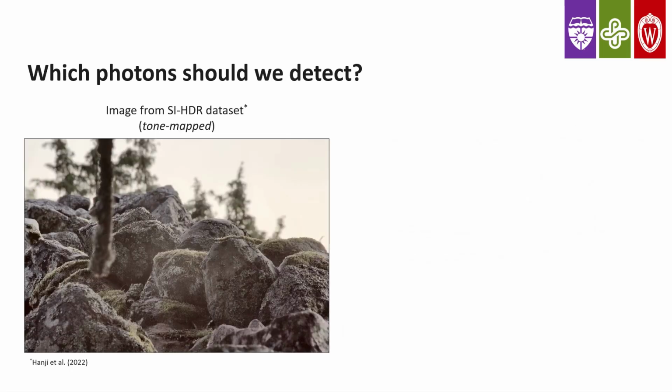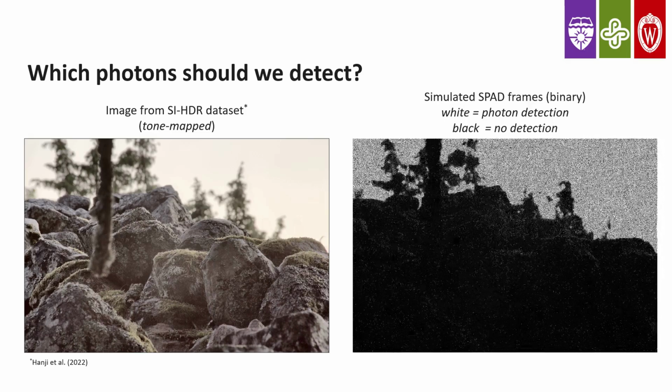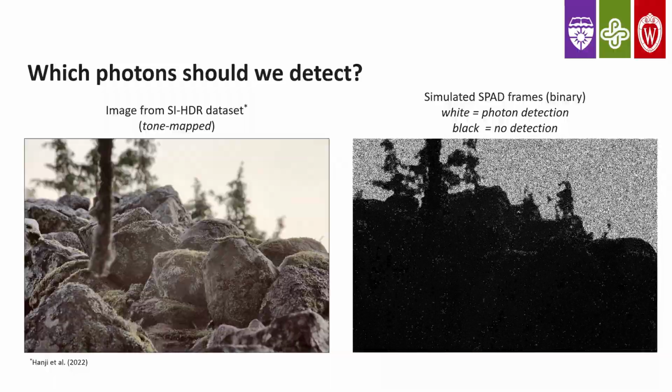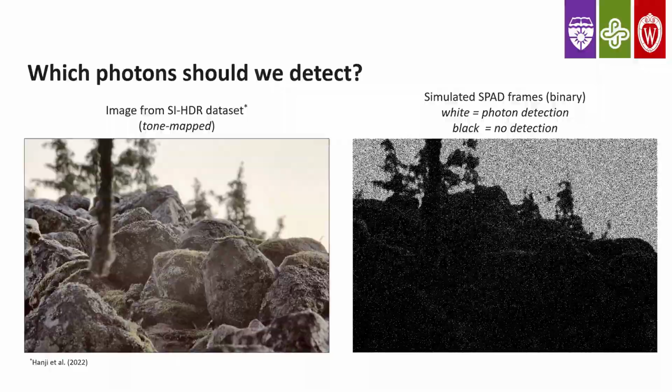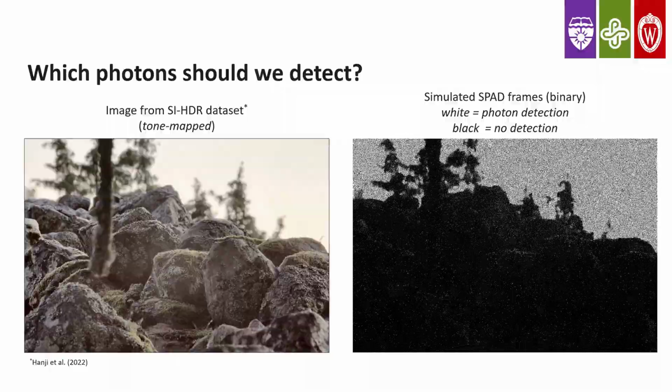Now, if each photon detection costs energy, we can ask what photons should we even spend this energy on? So here on the left is an example image we may want to capture with a SPAD image sensor. If we were to capture it directly, most of the detections are dominated by the very bright pixels in the background, which are almost saturated. So they don't give us good reconstruction quality either.